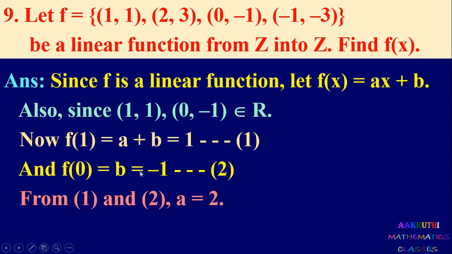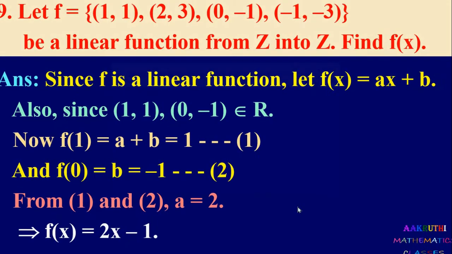Therefore here a equal to 2 and b equal to minus 1. Substitute in this function, we get f of x is 2x minus 1. So a value is 2, b value is minus 1. Therefore function f of x is 2x minus 1.